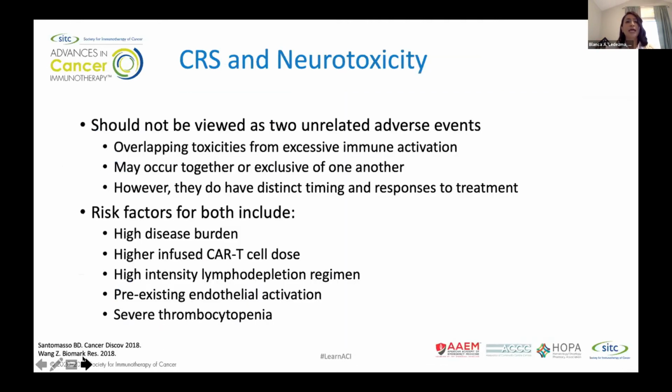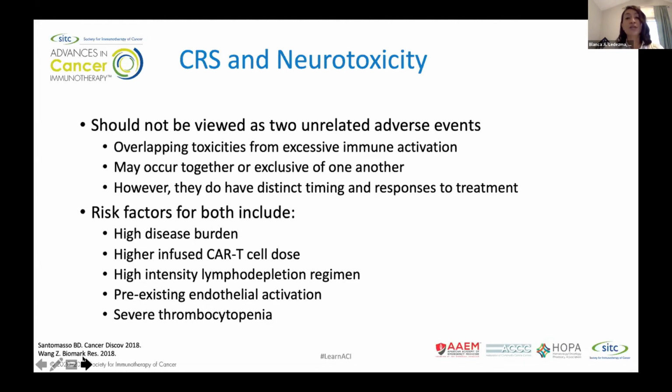CRS and neurotoxicity usually overlap. You see the CRS happen first and then followed by the neurotoxicity, but they can happen independently of each other. The CRS typically happens at day 2, day 3, and the neurotoxicity usually happens at day 4, day 5. The CRS can typically be managed symptomatically, and we'll go into detail with regards to all that in the next couple of slides. But the risk factor is the high disease burden, and patients should potentially just be given a treatment to decrease the disease burden because of this risk factor.